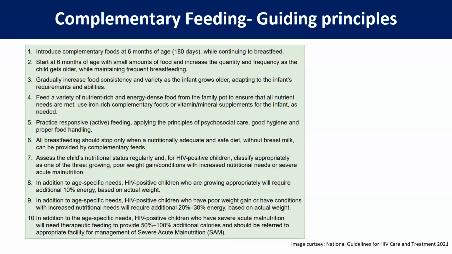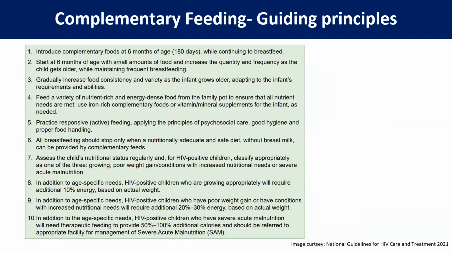Introduce complementary feeding at 6 months of life, along with the breastfeeding. Continue breastfeeding at 6 months, with a small amount of food, and increase the quantity and frequency as the child grows older while maintaining frequent breastfeeding. Gradually increase the food consistency and variety as the infant grows older, adapting to the infant's requirement and ability.